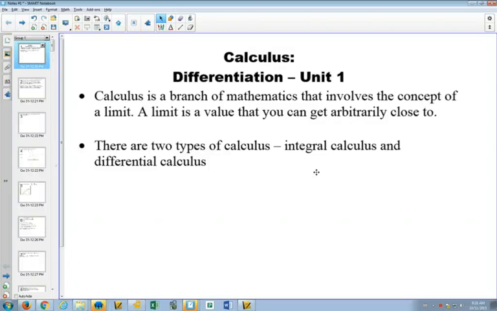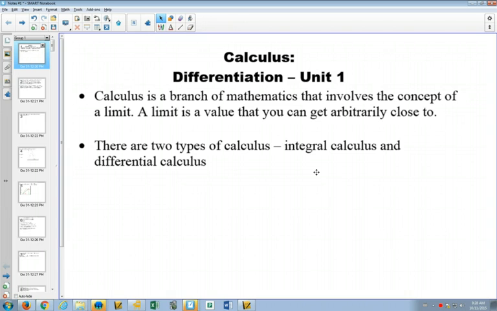So let's start calculus. We're going to learn about a concept of a limit. We're going to revisit a lot about slopes. So slopes of lines from grade 10 become super important.